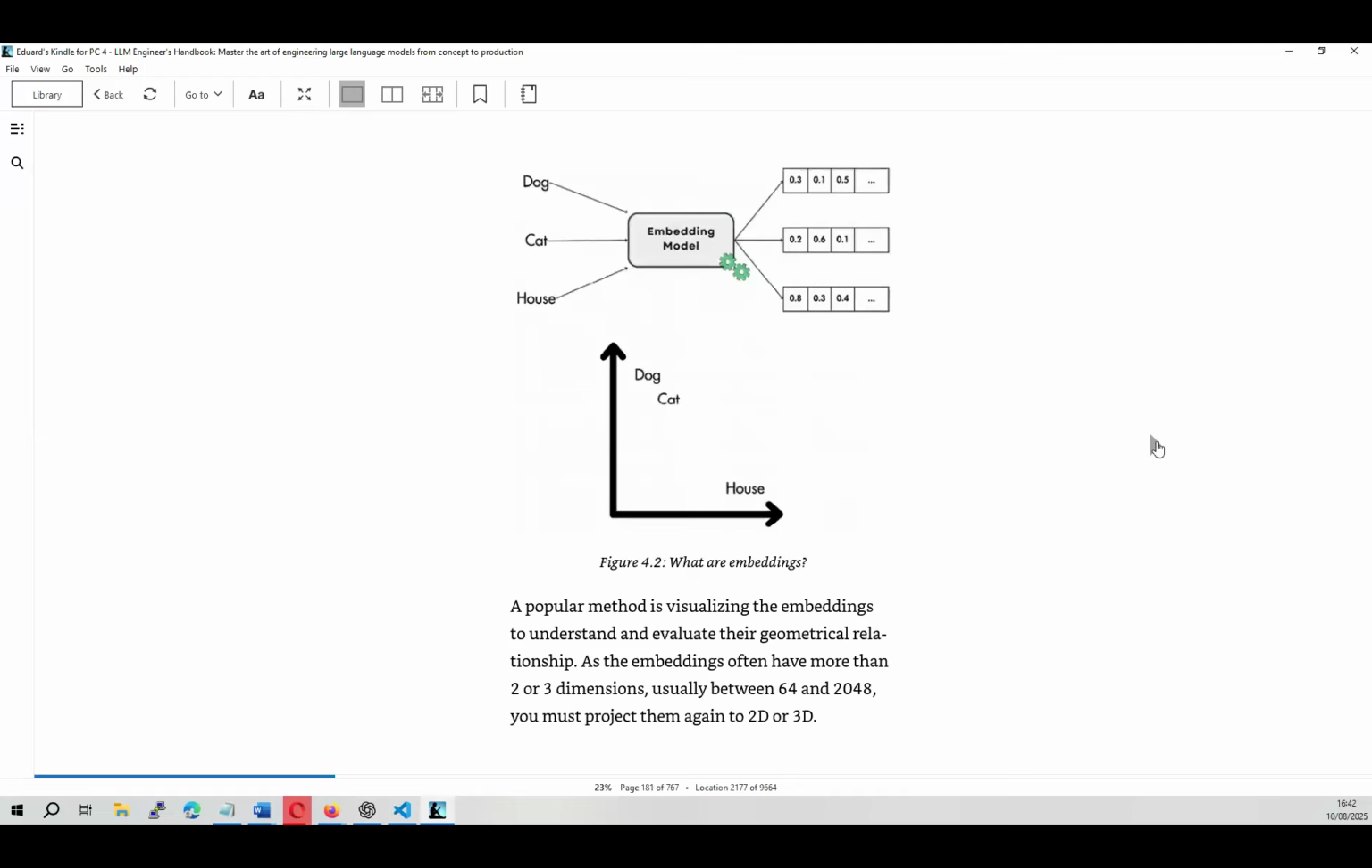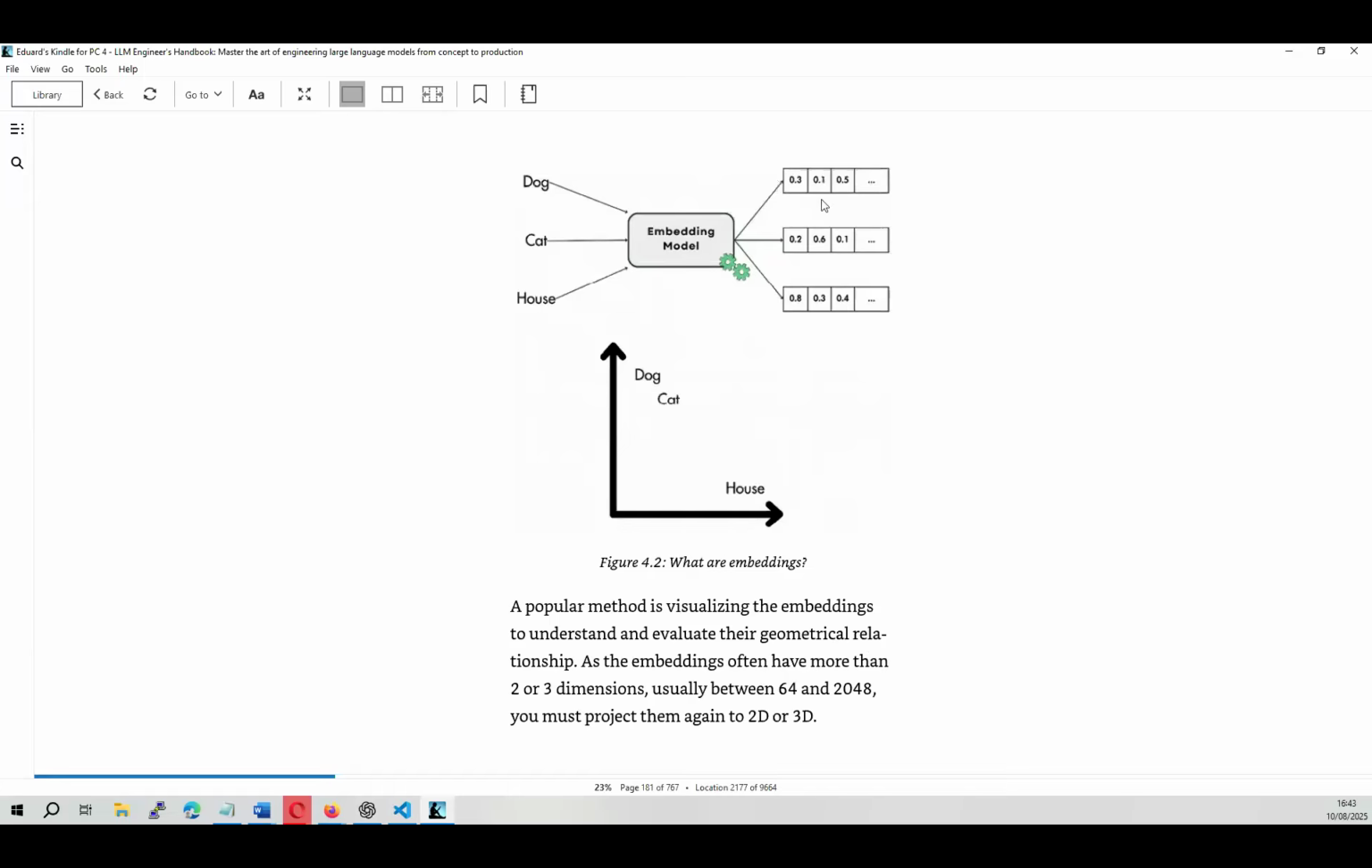In this simple representation, we plug these three words into our embedding model: dog, cat, and house. And we will get three vectors. The size of the vector represents the dimension of the embedding model, which can vary between, I don't know, 64 to 4,000. I will show you the latest graphs from Hugging Face.